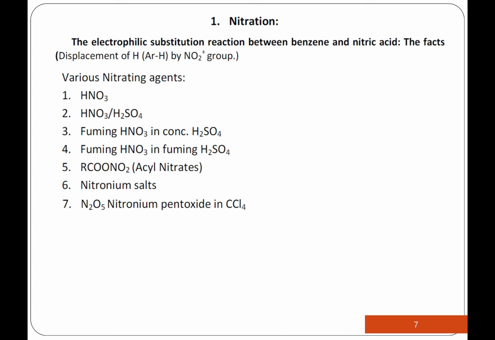Sulfuric acid serves as a hygroscopic or dehydrating agent because in all these reactions a water molecule is formed which dilutes the reaction medium and makes the reaction reversible. So sulfuric acid traps this water molecule and helps to take the reaction to the forward direction or completion.